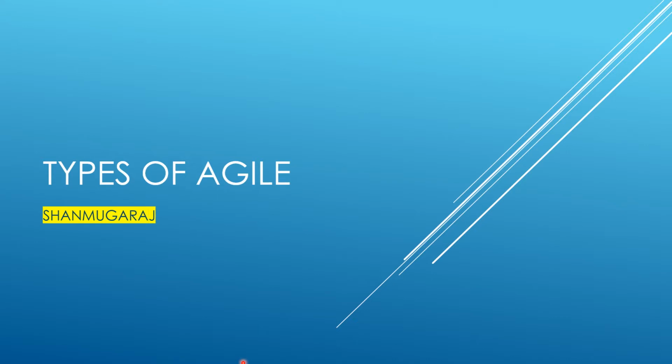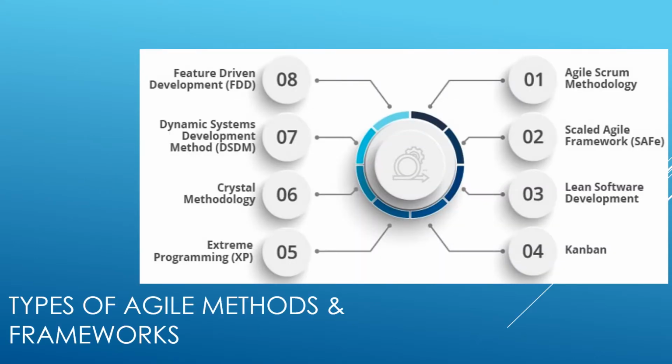Today we're going to talk about one of the videos in the Agile series, that is types of Agile. Let's begin our video. There are multiple methods available, various methods available in the world, created by different companies and different people.